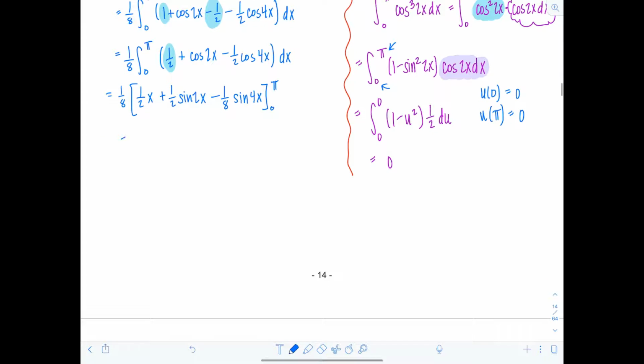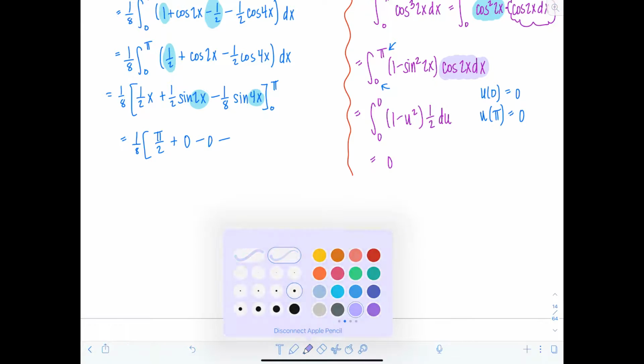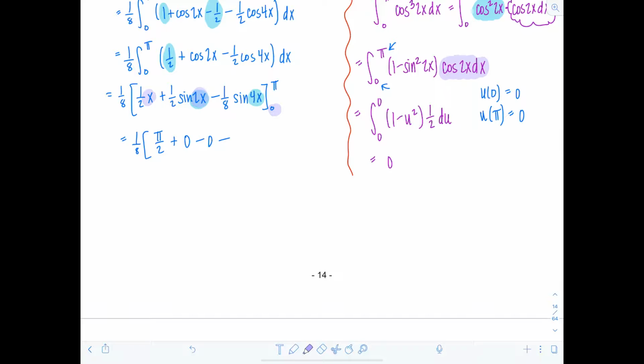Okay, so let's plug in those limits. I've got 1/8 times pi halves plus sine of 2 pi, that's 0, minus sine of 4 pi, that's also 0, minus, and then plugging in 0, I'm just going to get 0, 0, 0. All right, so I'm left with pi over 16. And there's your final answer. As you can see, there's lots of places to make silly mistakes. Just make sure you're methodical, tedious, really detail-oriented, and you have to have your trig down. My goodness, it's essential.